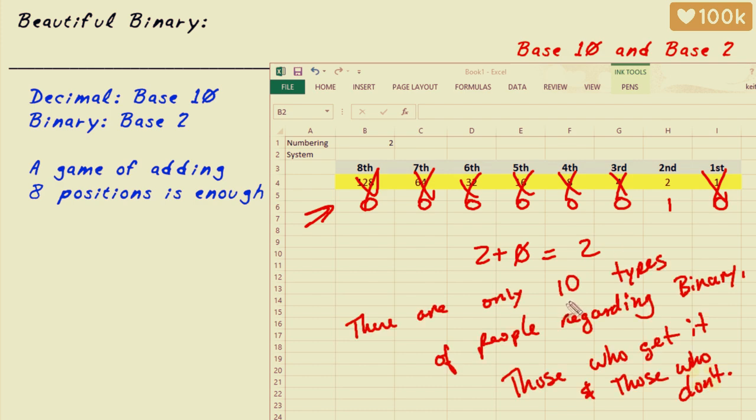In decimal, that 1 would be in the tens position. It looks like 10. However, in binary, that same number of 1, 0 is representing a value of 2.